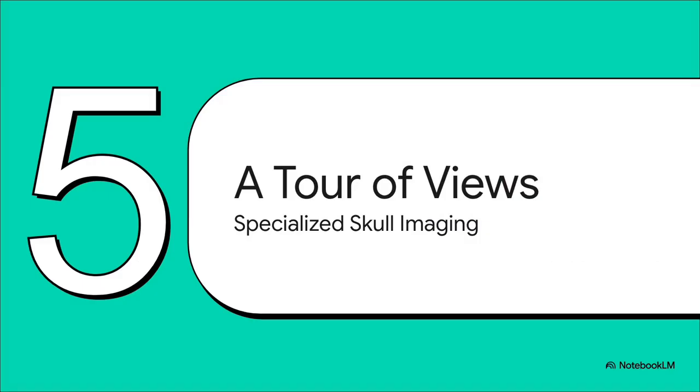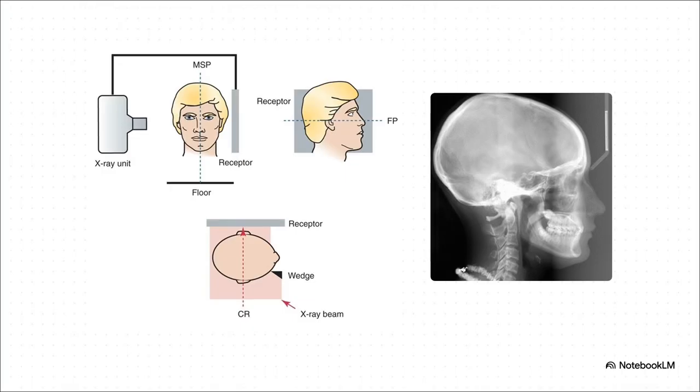Now, the panoramic isn't the only type of extraoral image out there, not by a long shot. There are several other specialized shots, and each one is designed to give a very specific view of the skull and face. First up, we've got the lateral cephalometric projection. Now that's a mouthful, so pretty much everyone just calls it a ceph. And this is an orthodontist's absolute best friend. It gives them a detailed side profile of the skull so they can evaluate facial growth and see how the jaws line up with the rest of the face.